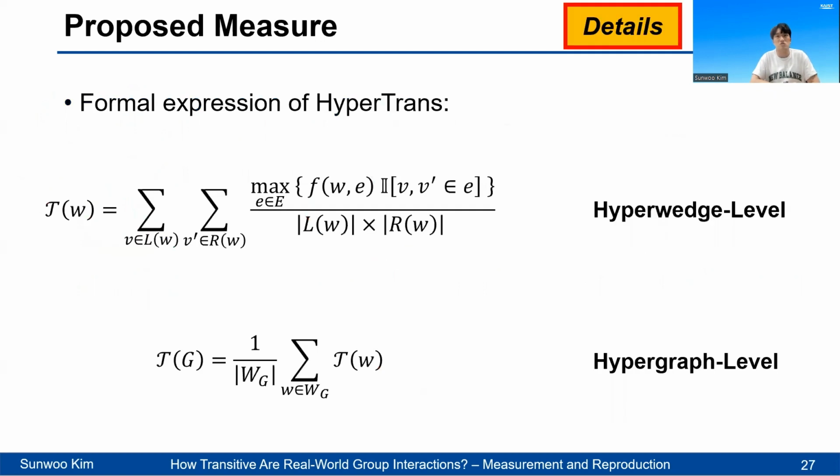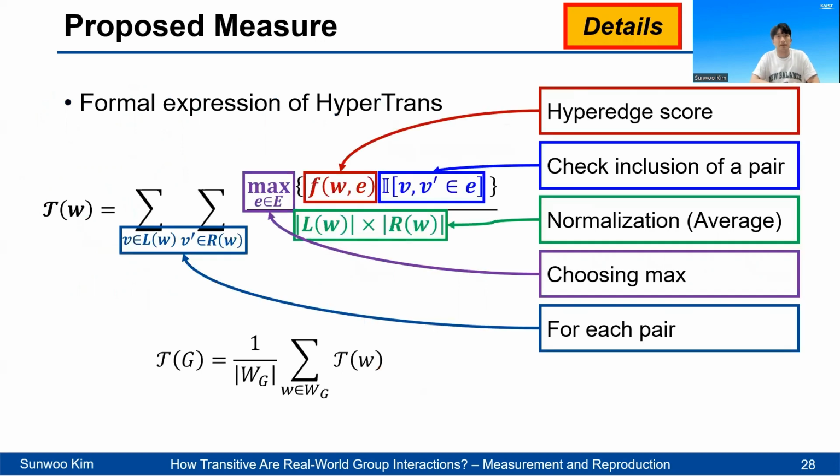Here is the formal expression of the proposed measure, HyperTrans. At the hyperwedge level, each term in the expression performs the mentioned algorithm. Let me describe this in more detail. The navy term rotates over each pair interaction. The blue term checks which hyperedges include the corresponding pair. The red term computes the score of such hyperedges. The purple term finds the maximum score, and the green term computes the average.